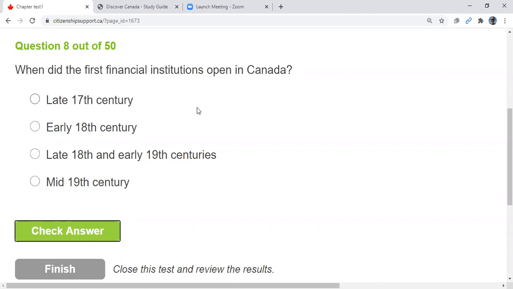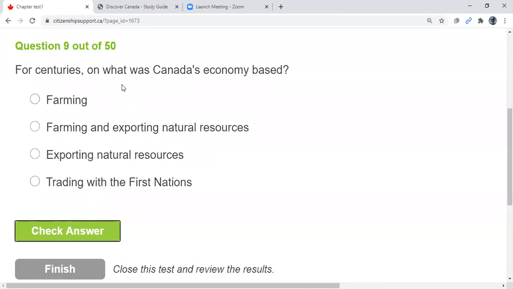The last one? Which one? You want number 3? Okay. Number 3. Yeah, very good. 18th and early 19th. Very good. Okay, and then this one is for Rashid again, please.